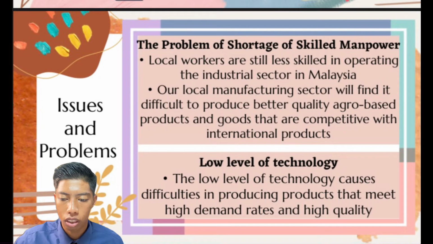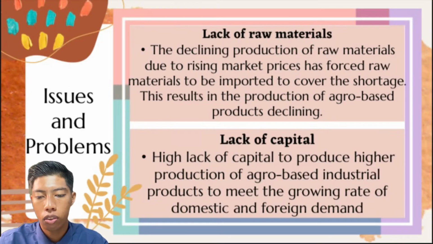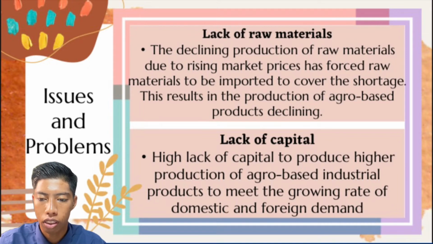The low level of technology causes difficulties in producing products that meet higher demand rates and higher quality. The next issue in the agro-based industry is lack of raw material. The decline of raw material production due to rising market prices forces raw material to be imported to cover the shortage. The result is the production of agro-based products declines. Lack of capital to produce higher production of agro-based industry products to meet the growing rate of domestic and foreign demand.